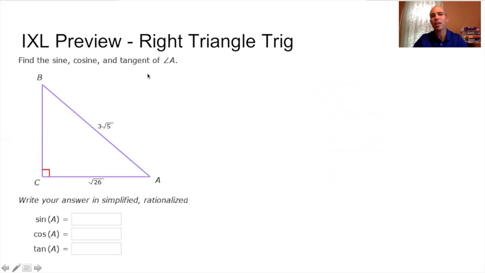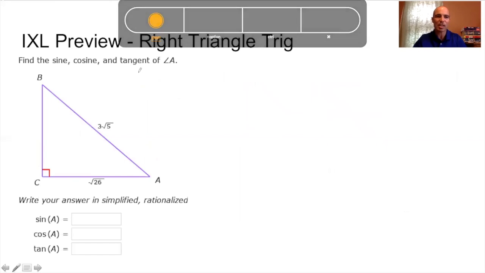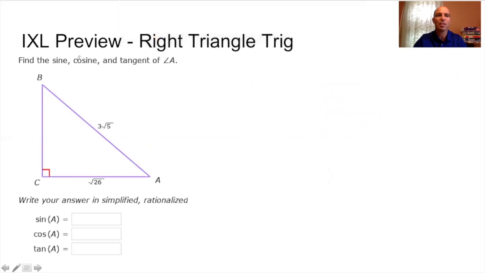Okay, right triangle trig. What kind of questions are we going to be asked? I picked this problem because they're asking me to kind of run the table: the sine, cosine, and tangent of angle A, so this angle right here. So we've got the opposite, the adjacent, and the hypotenuse. Let's start with sine since it's the first one listed. We know it's going to be opposite over hypotenuse. The thing is, what is this?